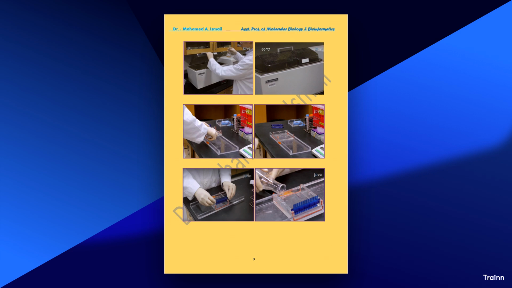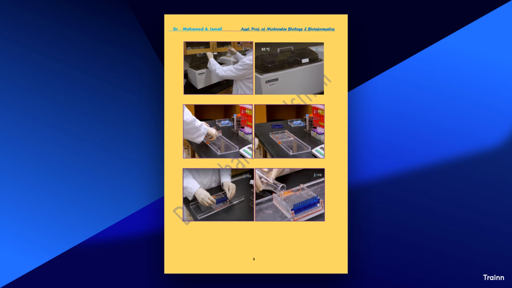4. Running the gel. Monitoring migration. As the electric current is applied, DNA fragments begin to migrate towards the positive electrode, the anode. The migration rate is influenced by the size of DNA. Smaller fragments travel faster through the gel matrix.